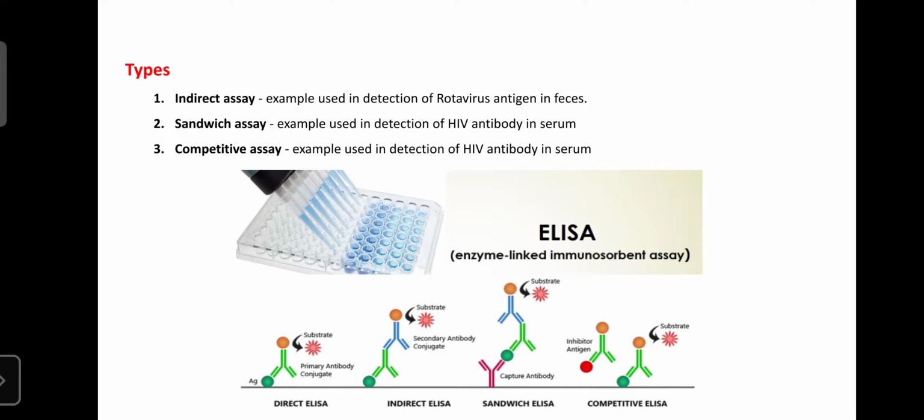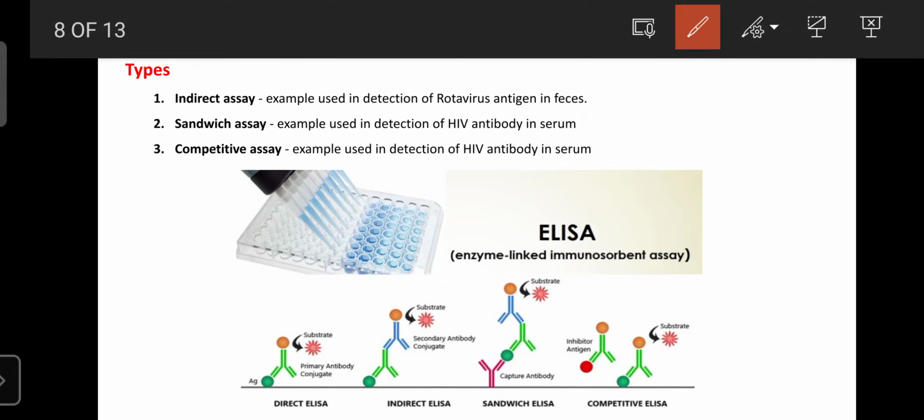Here in the sandwich assay, the targeting molecule is put between two antibodies. In the image you can see this is our target antigen, with one antibody on one side and another antibody on the other. So between two antibodies we can fix the antigen, or targeting molecule. Then we can identify the color by addition of the substrate. That's why it is known as the sandwich assay. An example is the detection of HIV antibody in serum.